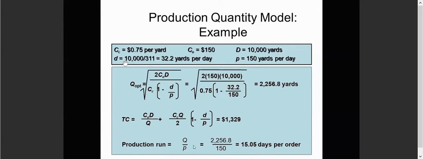Baik, berdasarkan production run ni kan, dia bagi maklumat bahawa proses pengeluaran tersebut akan beroperasi selama 15.05 hari untuk setiap pesanan. Jadi dalam tempoh tersebut, tempoh ini adalah tempoh masa untuk menghabiskan kuantiti dalam satu batch iaitu 2256.8 ya.